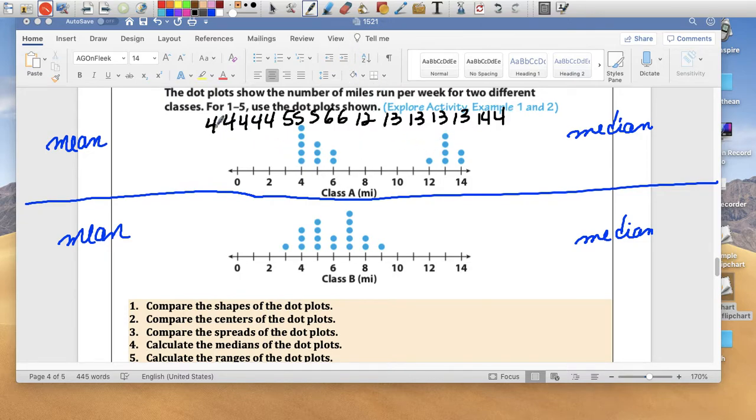So if we're calculating the median, let's do the easy one first, right? So there's 1, 2, 3, 4, 5, 6, 7, 8. So let me just go, 8 numbers. 1, 2, 3, 4, 5, 6, 7, 8. And we have a number in the middle. So the median is 6. That was nice and easy.